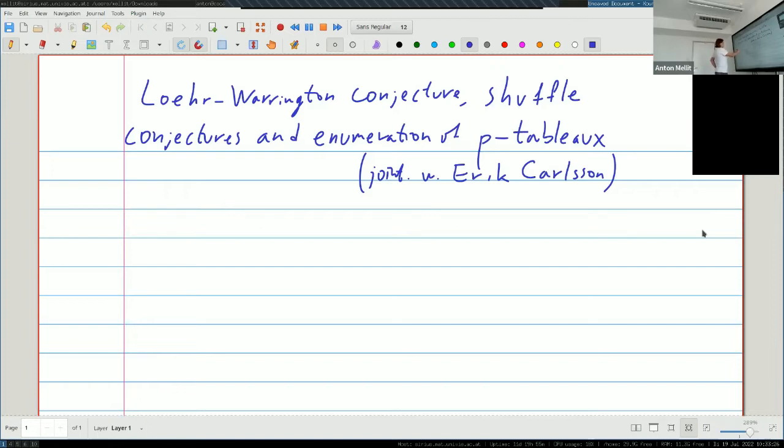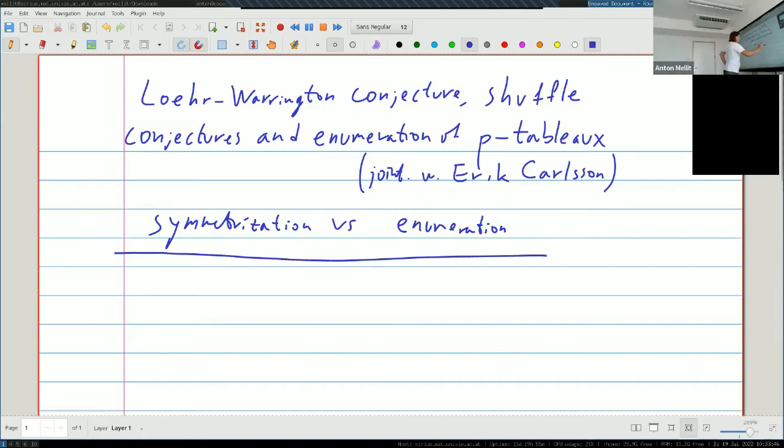So, let me start by introducing some ideas. The main interplay is here between some symmetrization and some enumeration. But let me explain first what I mean by symmetrization.